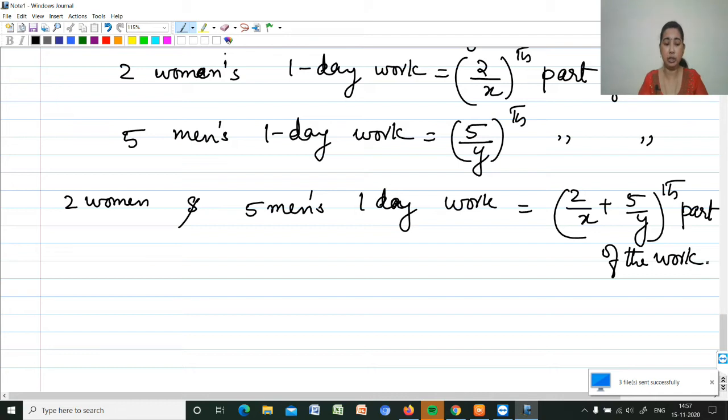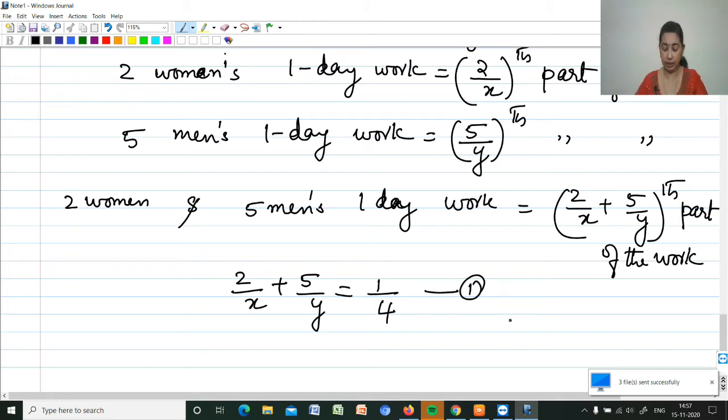It is given that 2 women and 5 men complete the work in 4 days. So how can we write the equation? We can write it as 2 by x plus 5 by y is equal to 1 by 4, because in 4 days it is being told. So in a day how much part of the work is completed? 1 by 4th of the work. So we get the equation 2 by x plus 5 by y is equal to 1 by 4. So this is one equation.